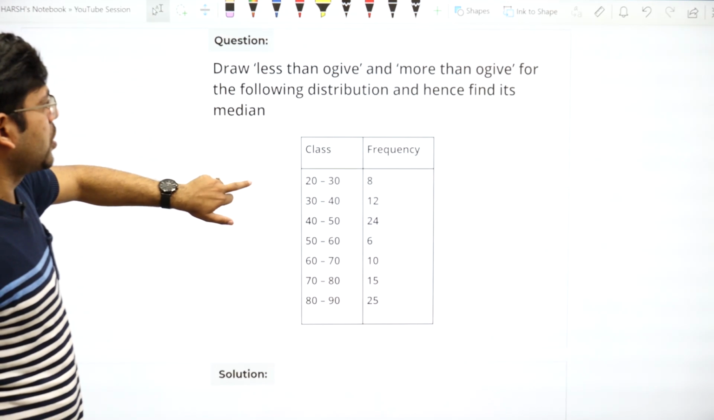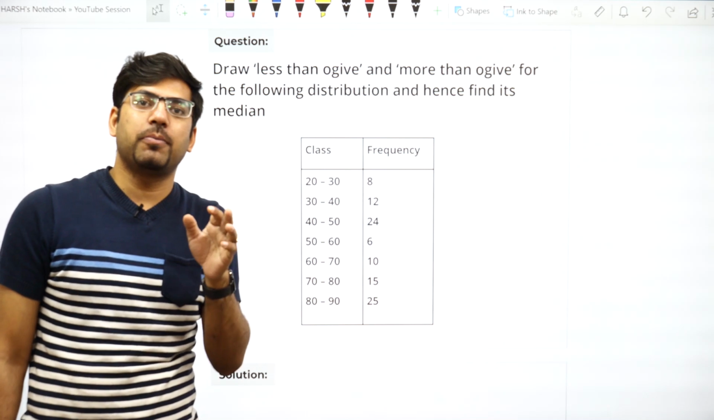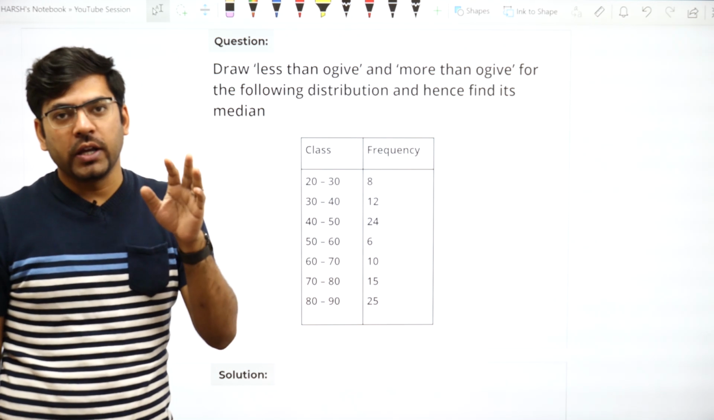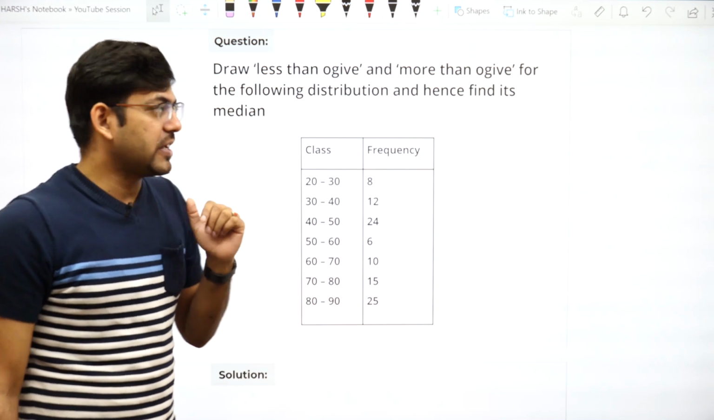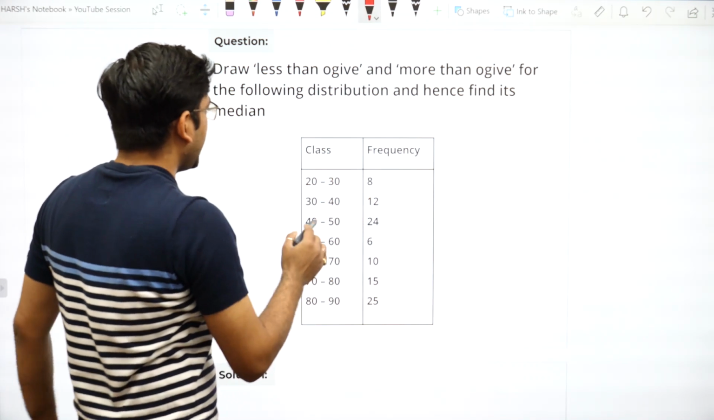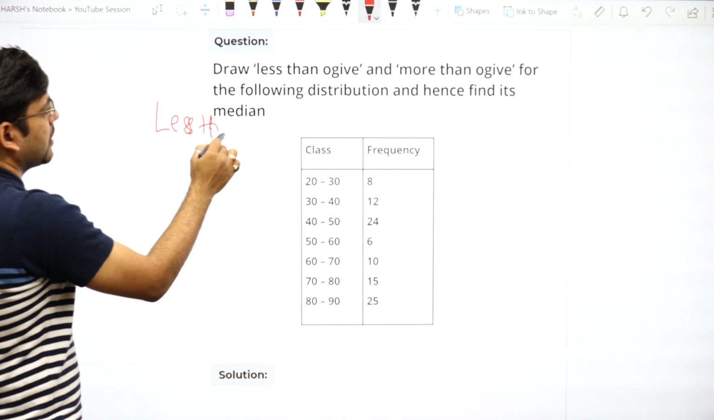This is the next question. Draw the less than ogive and more than ogive. For the less than ogive and more than ogive, a very important thing: again I am telling you, drawing the cumulative frequency means forming a cumulative frequency table. I'll just tell you how. I am writing here the less than graph.